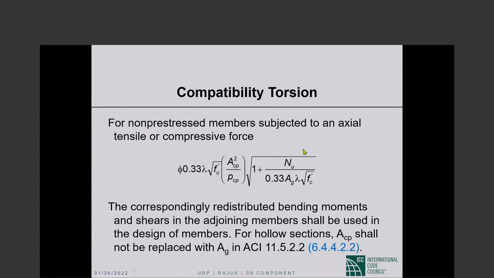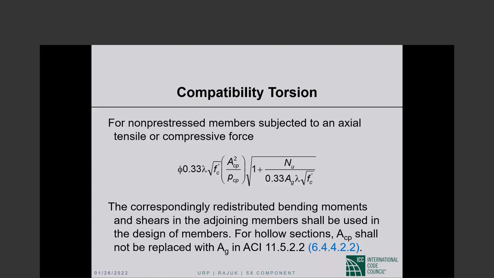If it is a non-prestressed member with axial tension or compression applied, then this is the expression for cracking torque, as we have seen before. The correspondingly redistributed bending moments and shears in the adjoining members shall be used in the design of those members. Again, for hollow sections, A sub Cp shall not be replaced with A sub G.